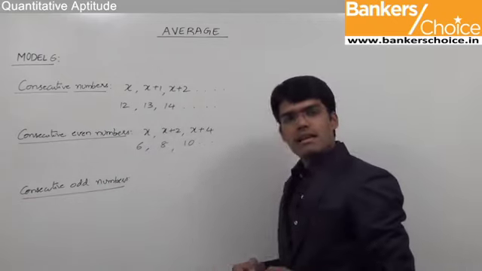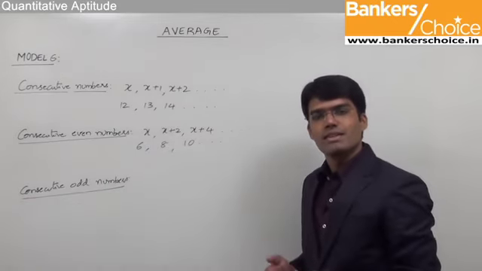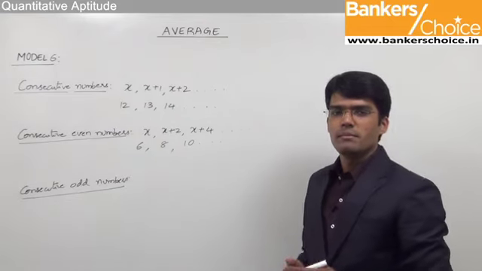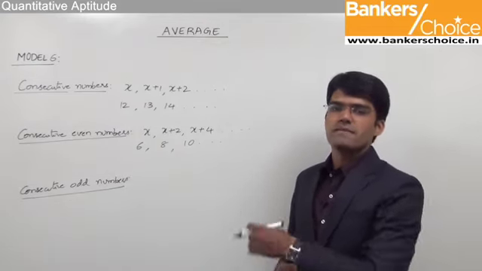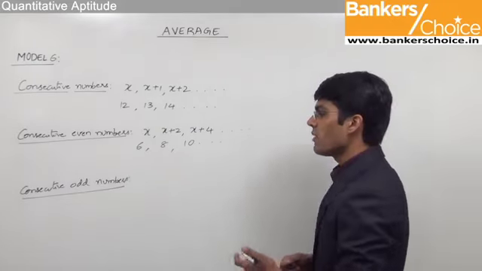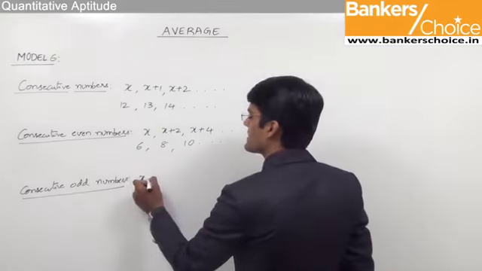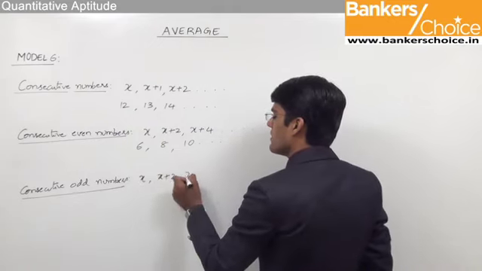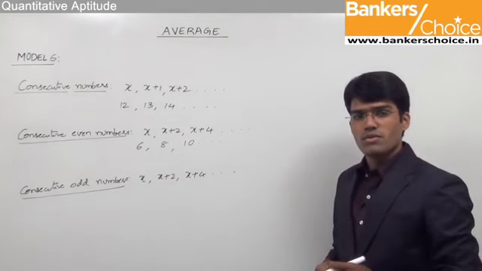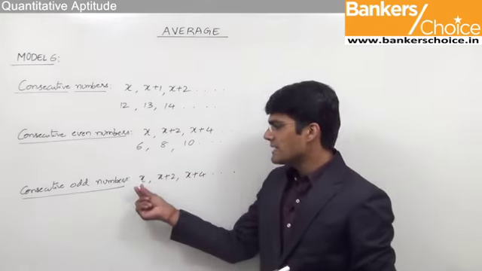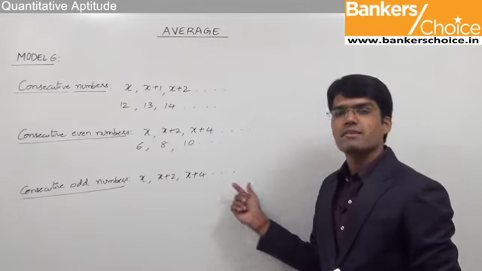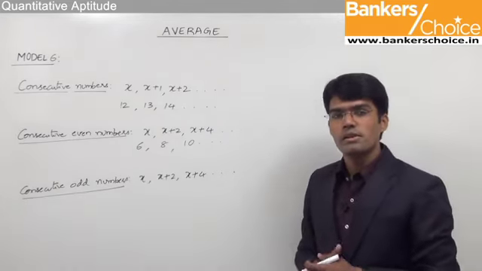What are consecutive odd numbers? Consecutive odd numbers are nothing but the numbers which are odd in nature and come one after the other in a sequence. For example, 1, 3, 5, 7 and so on. These are consecutive odd numbers, and these numbers can also be represented as x, x plus 2, x plus 4 and so on. Remember, most of the students have a misconception that consecutive odd numbers should be taken as x, x plus 1, x plus 3 and so on, which is absolutely wrong.